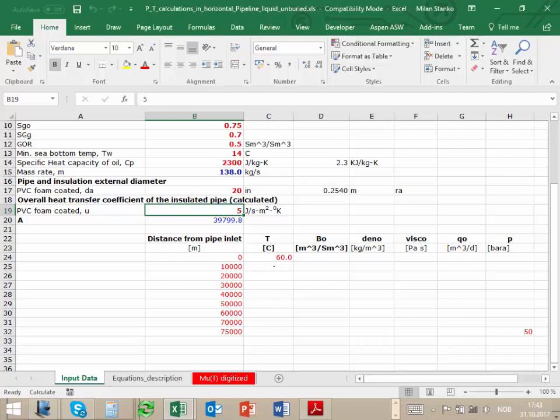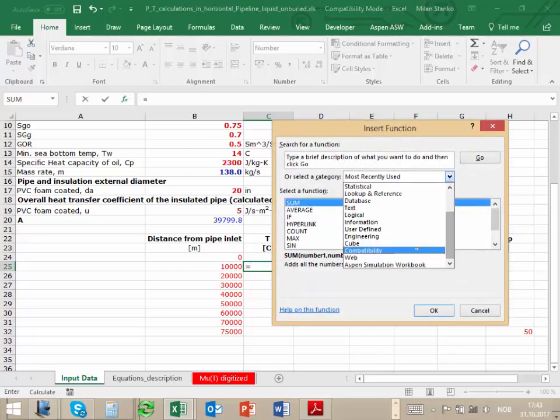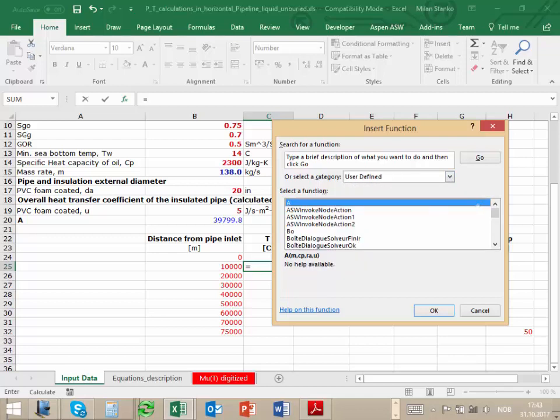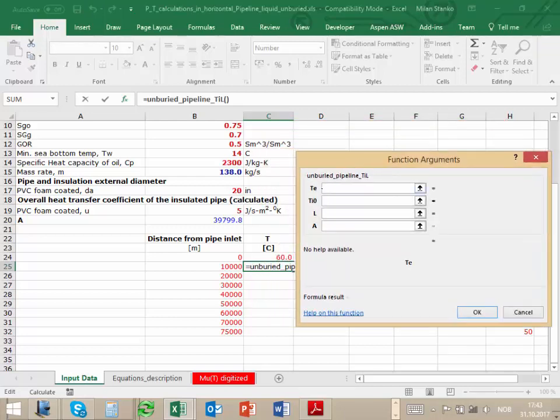So the first one is 60, and here I'm going to call it temperature, user defined, unburied, a pipeline that is not buried, temperature at any position in the pipe. I need TE, which is the ambient temperature, in this case 14, I block it. The temperature at the beginning of the pipe, which is the 60, I also block it.